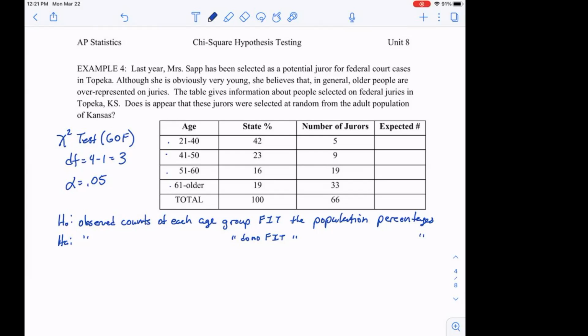All right, so in order to determine that, I have to have some observed counts and some expected counts. So how am I going to find an expected count? How many would I have? A jury of looks like 66 people. How many would I expect to be age 21 to 40? Yes, again, we're taking 42% times 66, and that gives me 27.72. And I actually have all these written down, so I will just give them to you and spare us the pain of all those calculations.